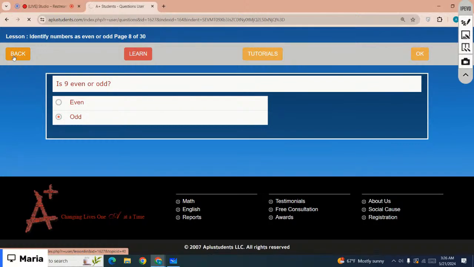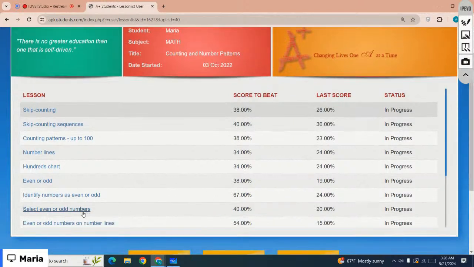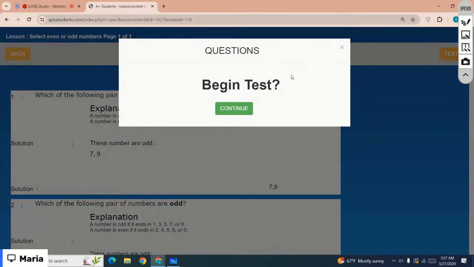And the next lesson is select even or odd number. Which of the following pair of numbers are odd? So that means you are given more than one pair, right? Let's just start with the test questions.